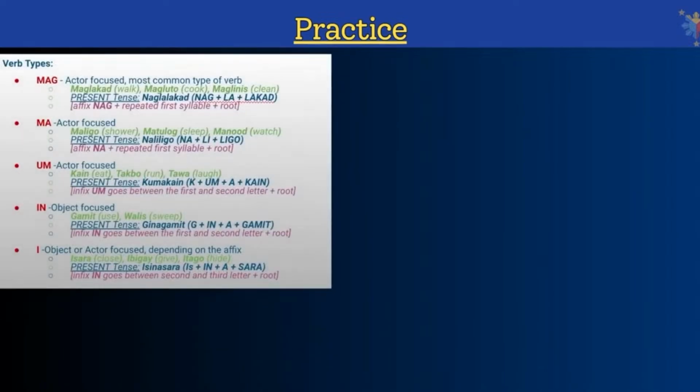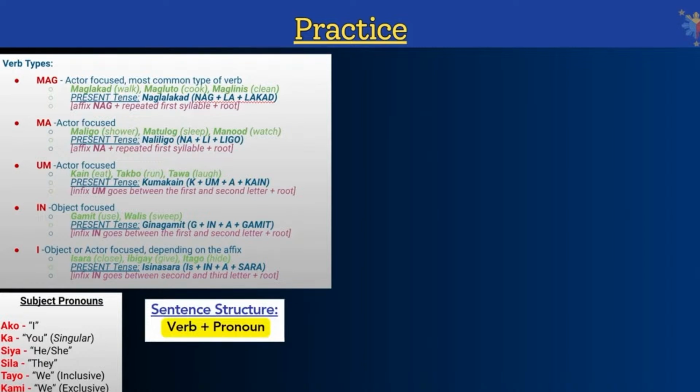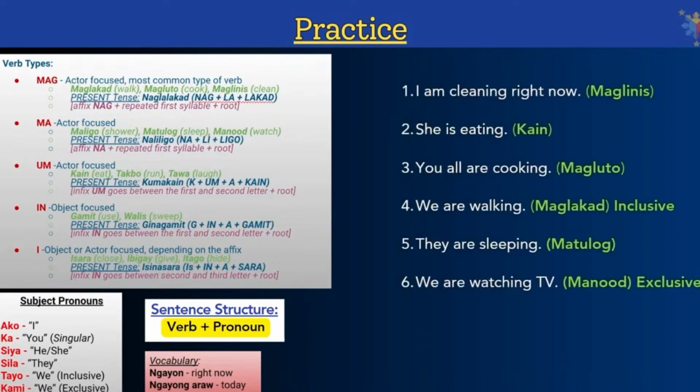All right, so in this top left corner are the verb patterns that we just learned. Under that are the subject pronouns we learned. Ako is I, ka is you, siya is he or she, sila is they, tayo is we, inclusive, kami is we, exclusive, kayo is you, plural. Then here is the simple sentence structure, verb plus pronoun. And then here are some vocabulary terms to indicate present tense. So ngayon means right now. Ngayong araw means today. And here are some examples.